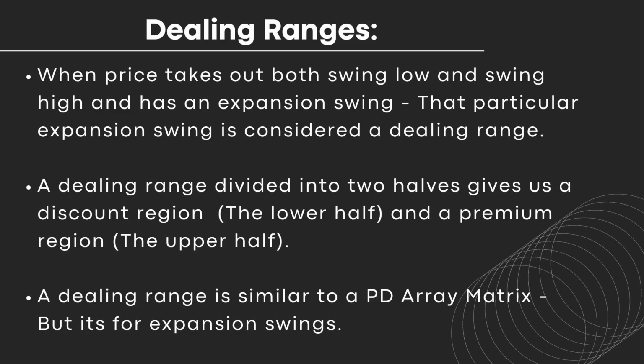Now, another thing about dealing ranges, right? Dealing ranges are similar to PD array matrices, or let's say it's a type of PD array matrix. Now, it's not just a typical type. It's a specific type of PD array matrix which is for those types of swings which take out both swing low and swing high. That's what we call a dealing range, and when it is divided into two halves with premium and discount, it gives us a whole framework on the higher time frame which we can integrate with market profiles on the lower time frame.